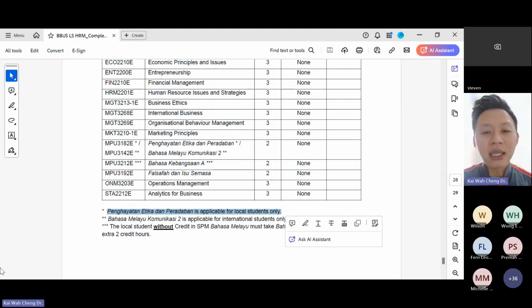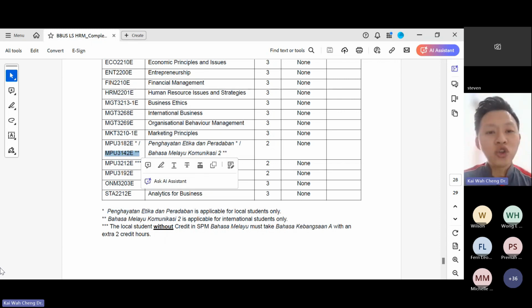Penghayatan etika dan beradaban is applicable for local students only. So if you are holding the blue IC, this is the compulsory course for you. Okay. So this is the meaning of 1 star. What about 2 star?